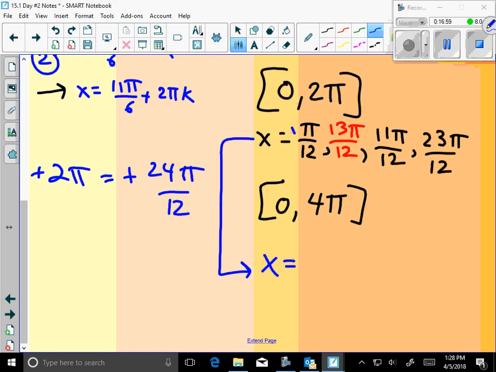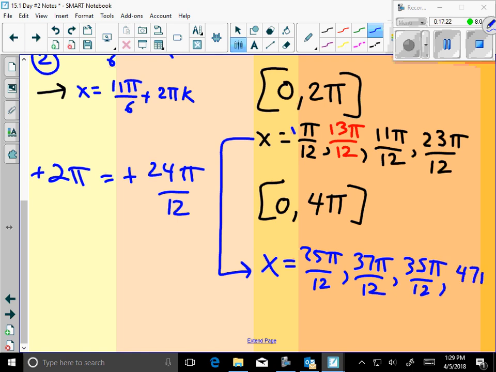What is 1 plus 24? What is 13 plus 24? 35. What is that? 47? And 47 over 12 is just short of 4 pi. Correct.